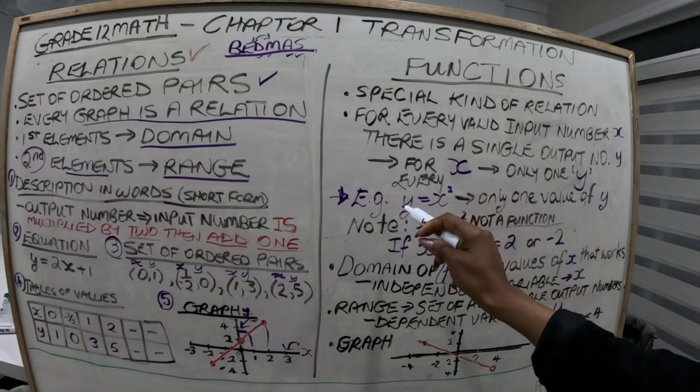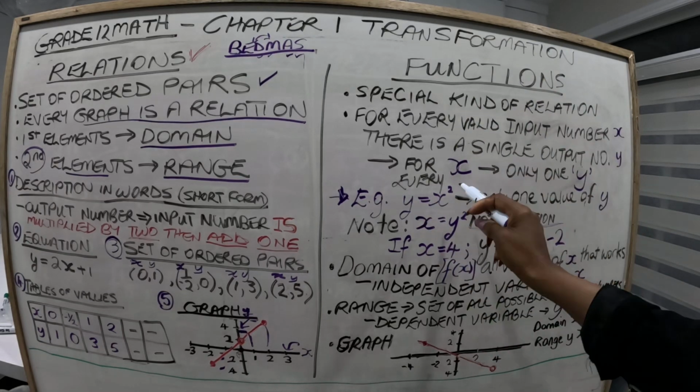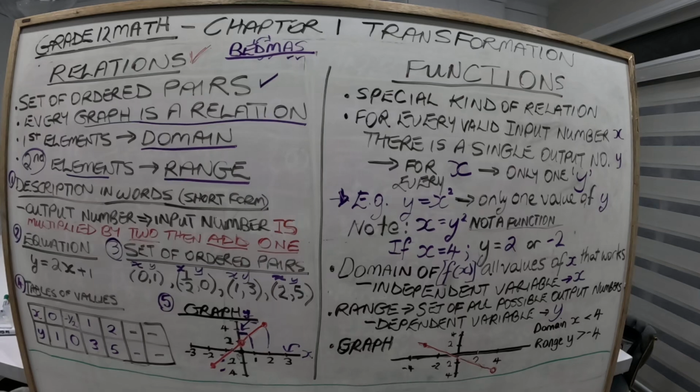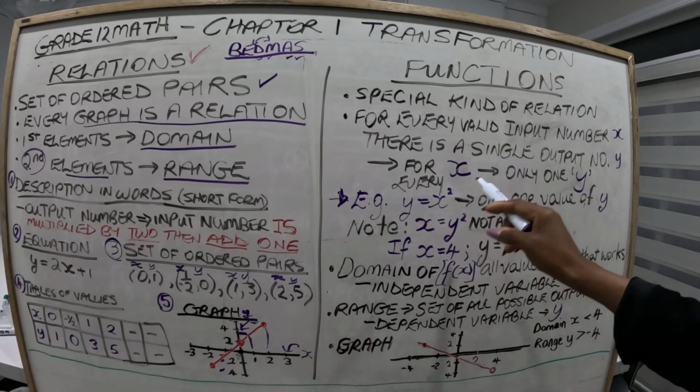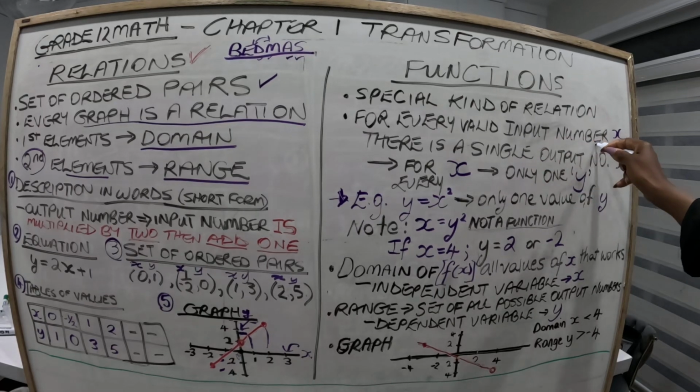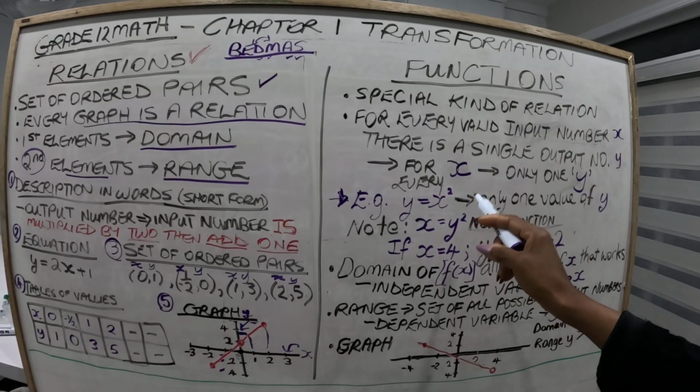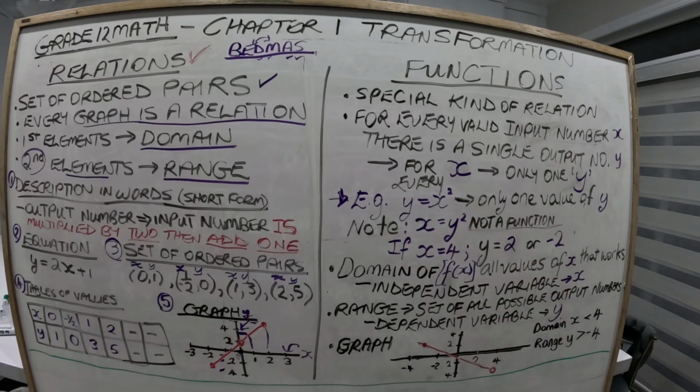You will never be able to find y without finding x first. Okay? So x must be determined, and it must be the input number. And then once you input x, you will find y. And that's basically what this is saying.